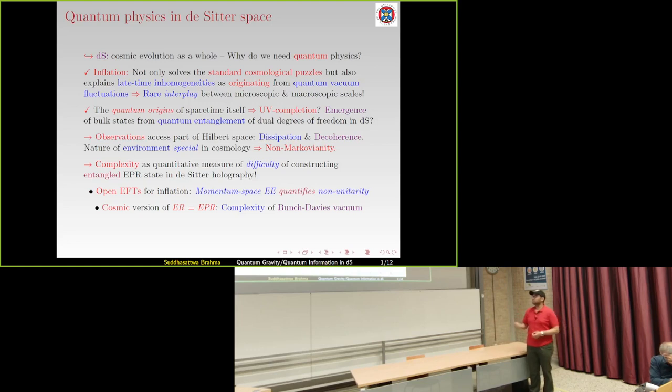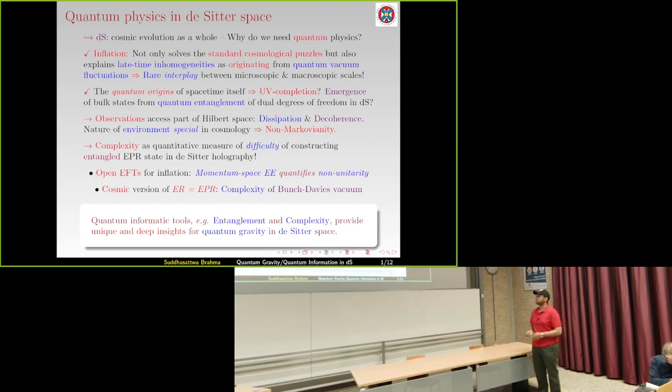And that reveals to us some very nice features of this state, that there's some evidence of this cosmic version of ER equals EPR. So if you fall asleep right after this slide, this is the take-home message: quantum informatic tools such as entanglement, entropy, and complexity seem to be providing us with some very unique and rather unexpected, I would think, insights about quantum gravity.